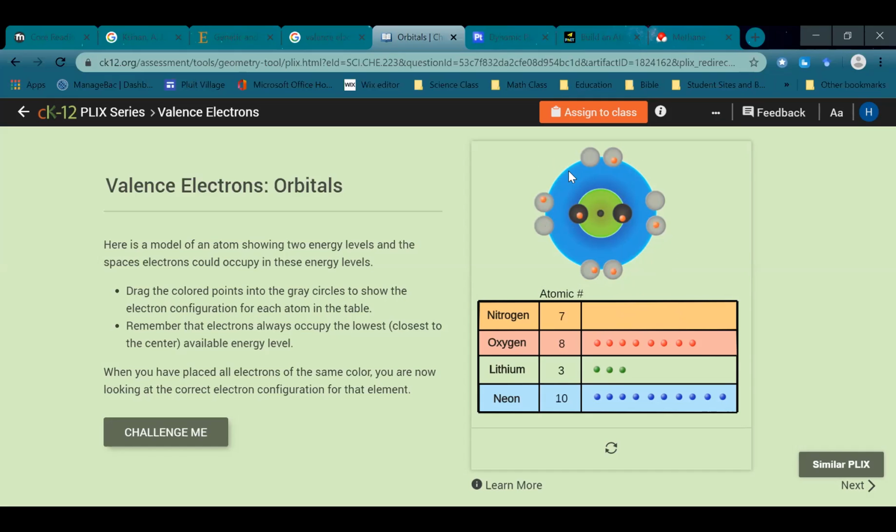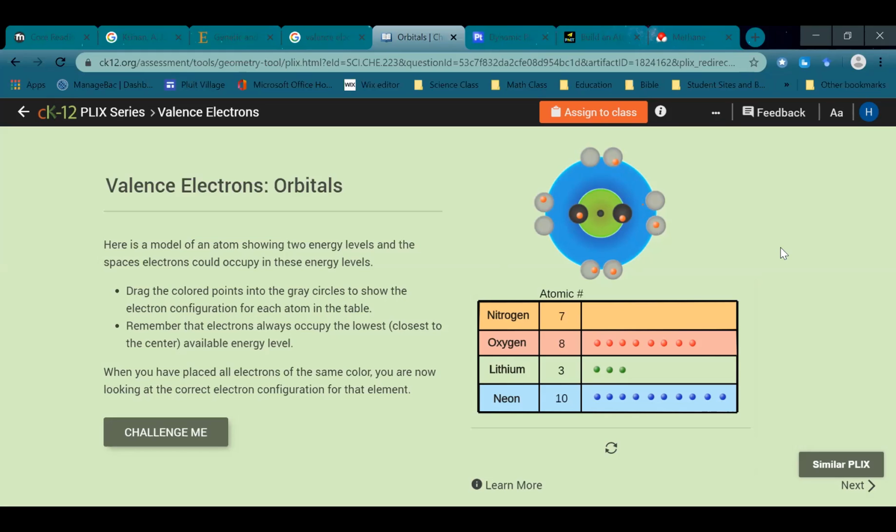Now this outer shell wants to be full. Okay. So that's called the octet rule. It wants to have 8. 1, 2, 3, 4, 5, 6, 7, 8. It can hold 8, but it only has 1, 2, 3, 4, 5. That's 5 of 8 total that it could have. Now, because of that, it wants to get more. So it has 5 valence electrons.